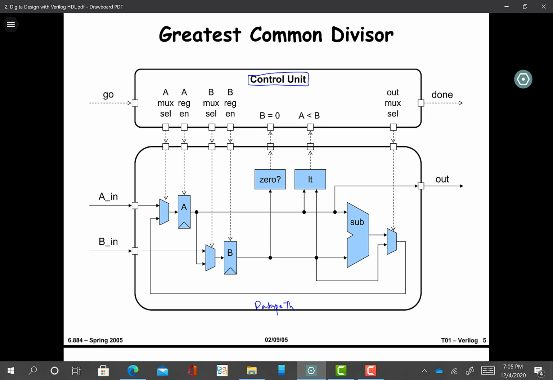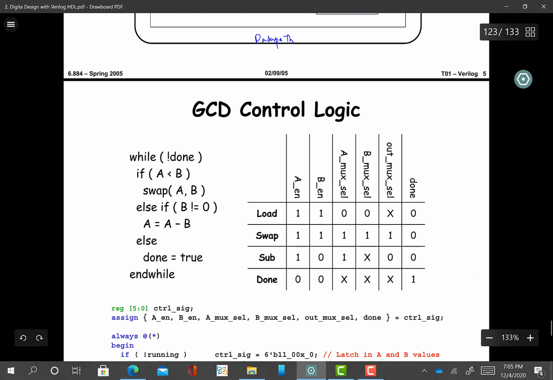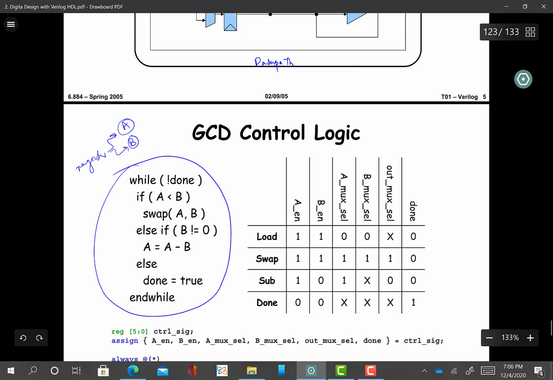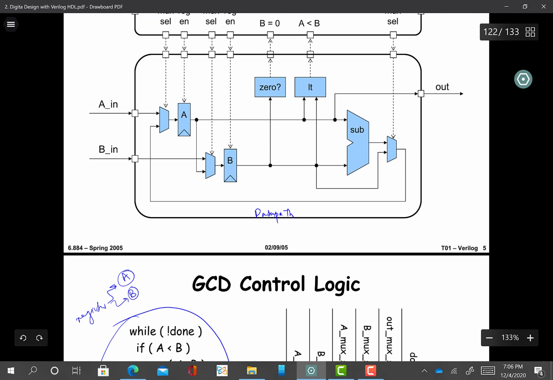As we saw in the algorithm, which was something like this, but this is more of a C style code, we can easily see that we need two registers in hardware. We need a register for A and we need a register for B. So here is our A register with clock and everything. Here is our B register. So we have two registers.